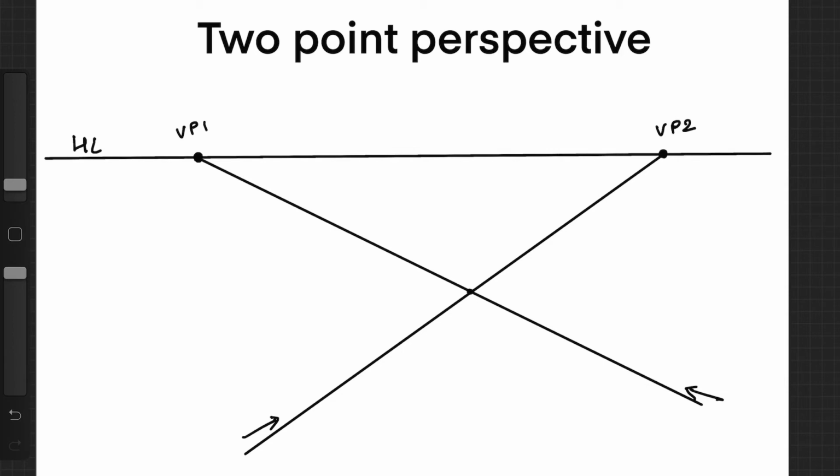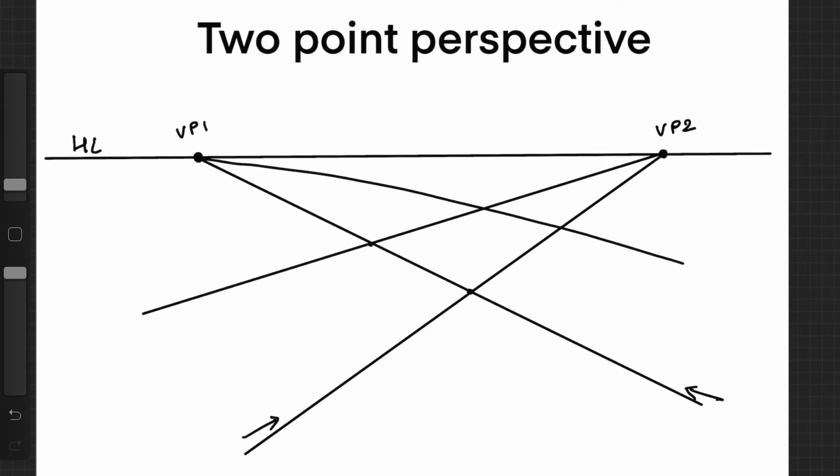Let's make a box. So I will take another line here, meet at VP2. Okay, now instantly you can see you have the second corner ready over here. Let's draw another line.